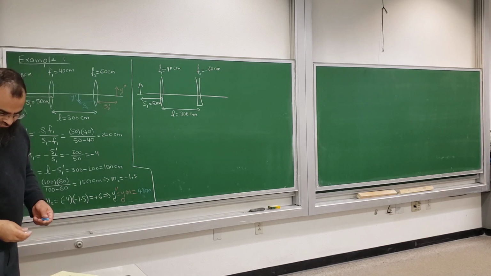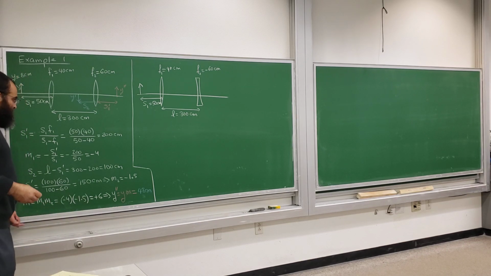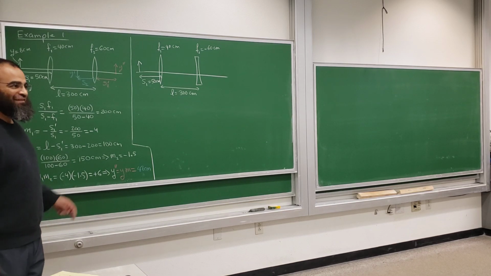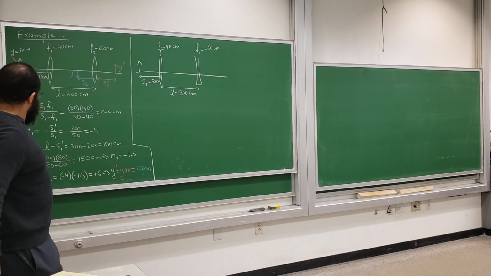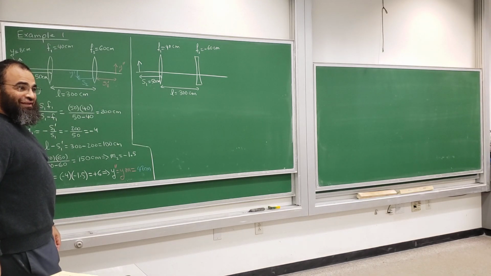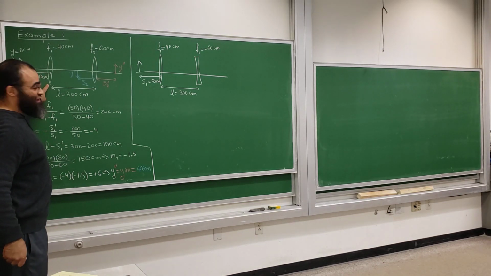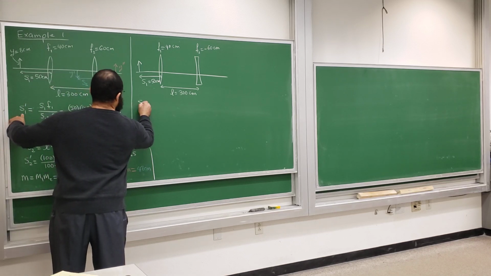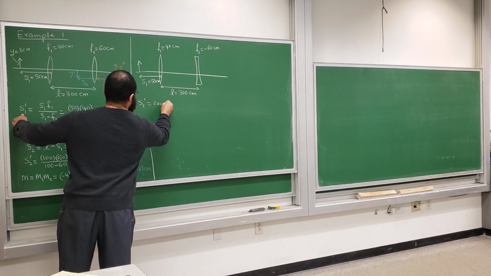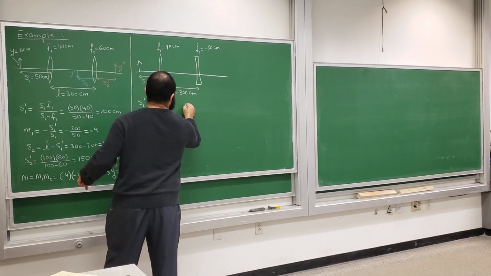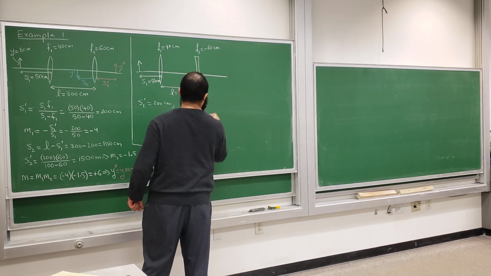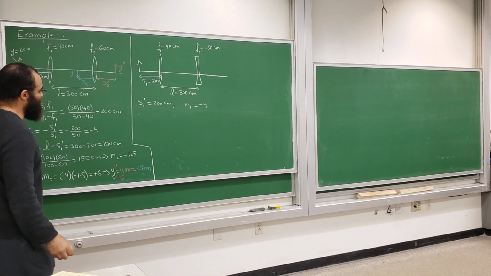Okay, this one I do have, I think I do have the numbers. Okay. So again, what's the procedure? Find the first image. Anything that's going to change from the first image? The first image is created by the first lens, which is exactly the same, so everything here is going to be the same. So S1 prime is going to still be 200 centimeters, and the magnification M1 is still going to remain minus 4, right?